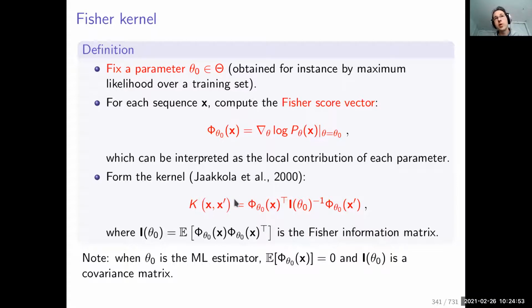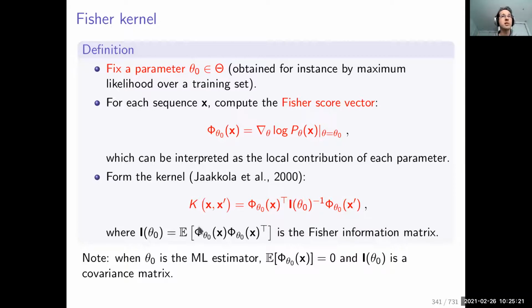So the classical embedding, which is called the Fisher kernel, is the following one. It's simply the Fisher vector times the inverse of a matrix, which is called I of theta 0, I will explain what this is, times the Fisher vector. So it's almost the inner product between the two Fisher vectors, one evaluated for x, one evaluated for x prime. But you have here this matrix that changes the metric.